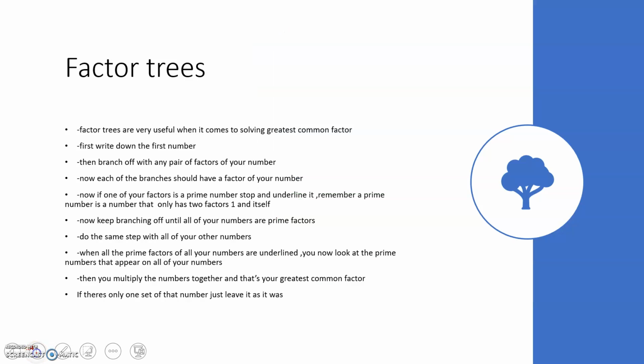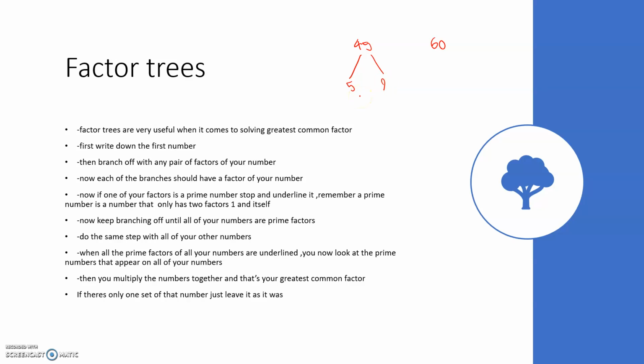Let's move on. Now let's talk about factor trees. Factor trees are very useful when it comes to solving the greatest common factor. First, write down the first number. Okay, so let's do 45 and 60. Then branch off with any pair of factors of your number. You can really branch off with any pair. You can do 15 and 3. You can do 5 and 9. You can do any pair. So I'm going to do 5 and 9 for this example.